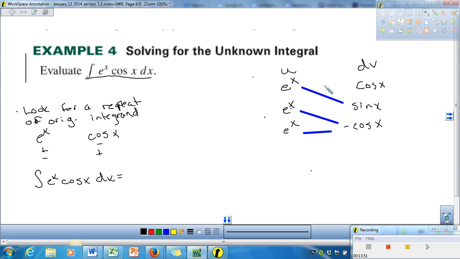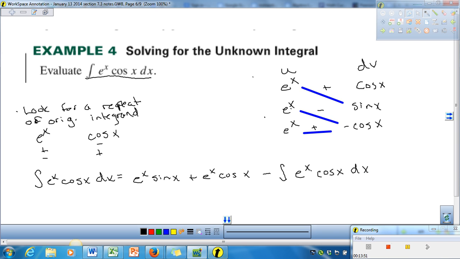equals, and my solution will be what? E to the x sine x, and what? Plus e to the x cosine x, then? Minus the integral of e to the x cosine x. So we end up with that equation.